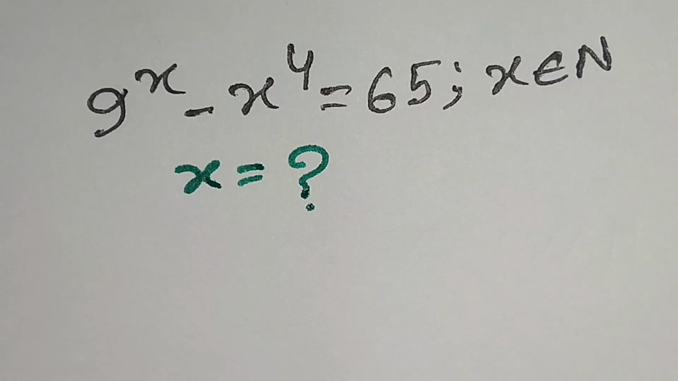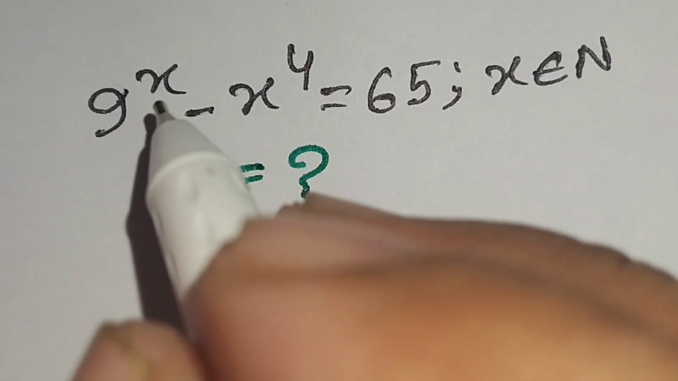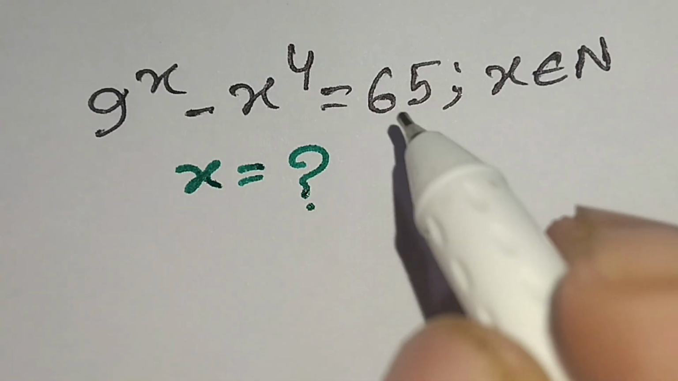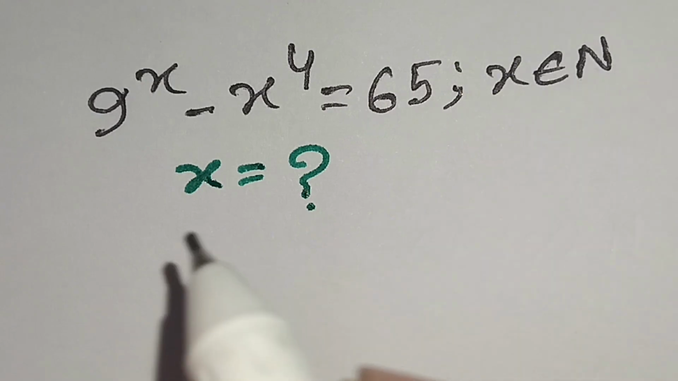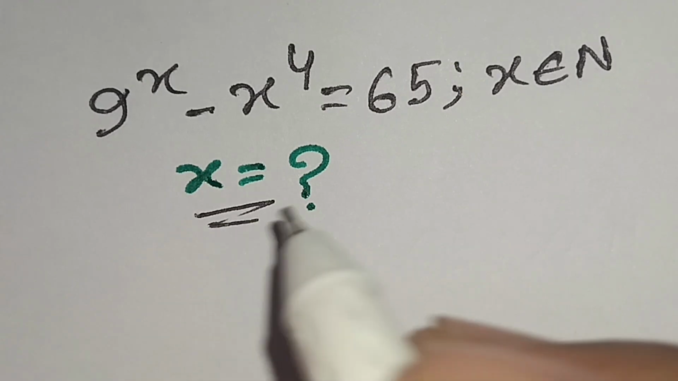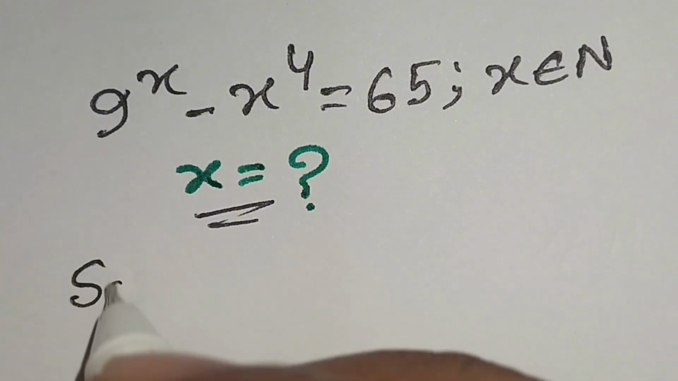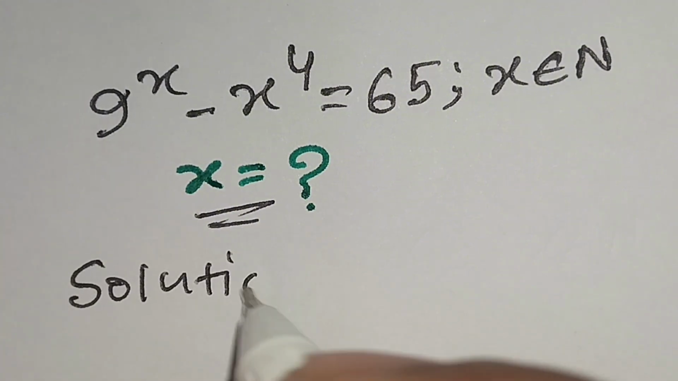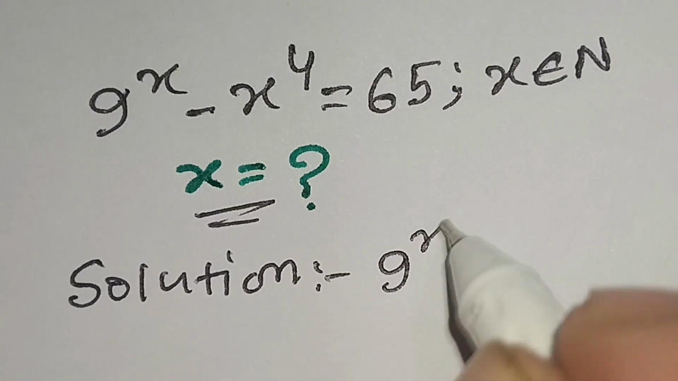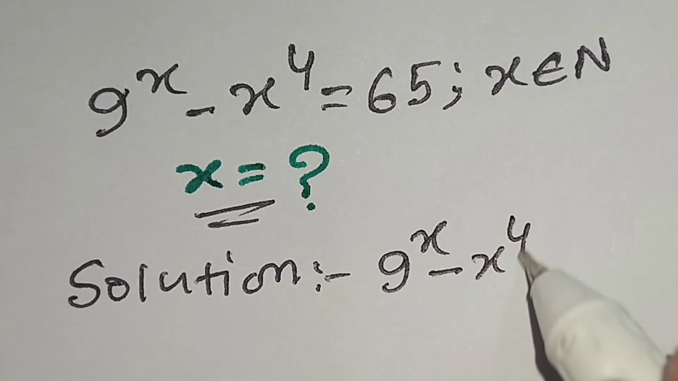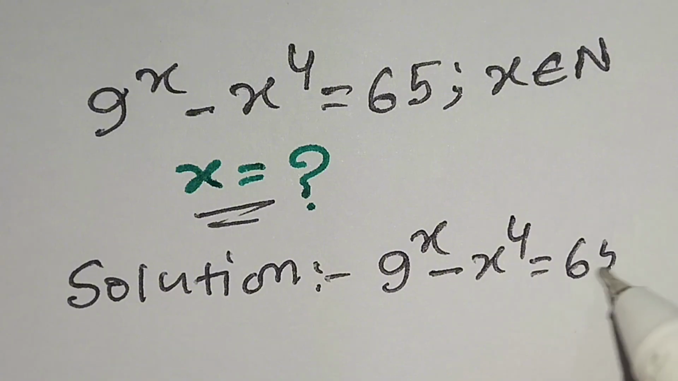Hello, this is a nice exponential math problem: 9 to the power x minus x to the power 4 is equal to 65, where x belongs to the natural numbers, and we have to find the value of x. So let's start. Solution. The given equation is 9 to the power x minus x to the power 4 is equal to 65.